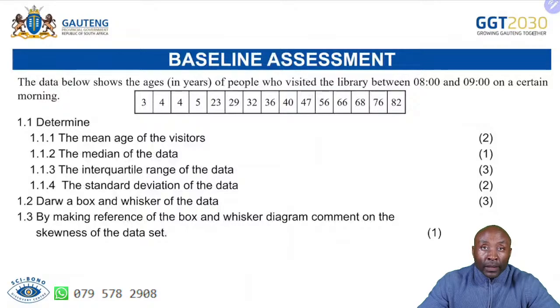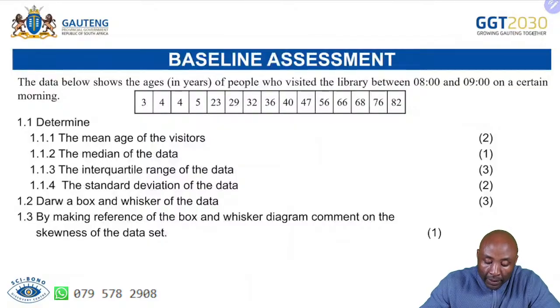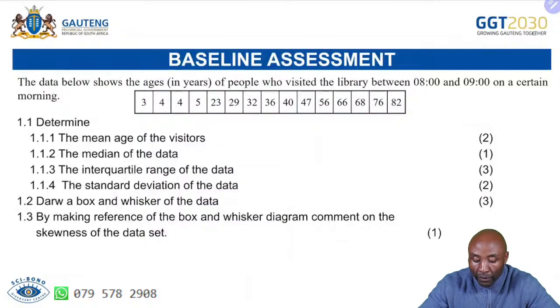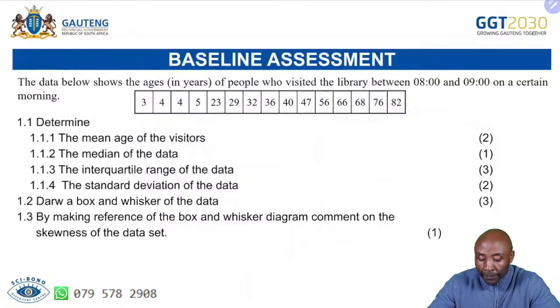Welcome back. I hope you were able to answer the baseline. Now we are given the data for the ages in years for people who visited the library between 8 a.m. and 9 a.m. on a certain morning. Now we are supposed to determine the mean, and we know how to determine our mean. So we'll quickly go through the solutions.